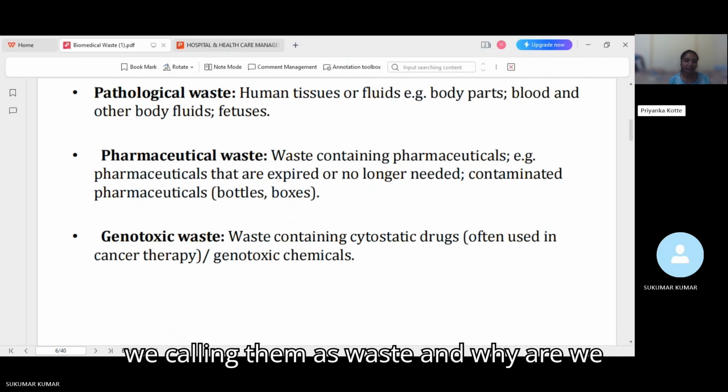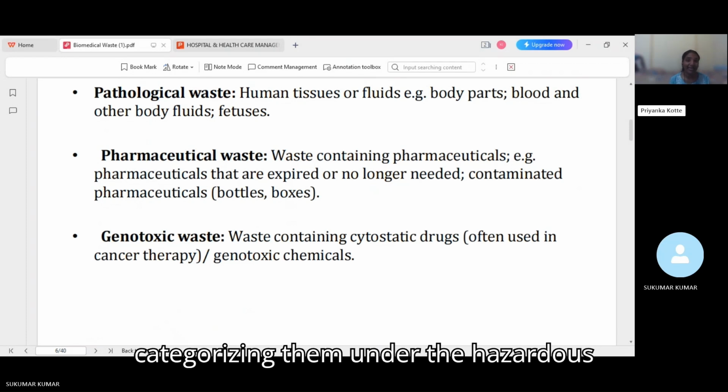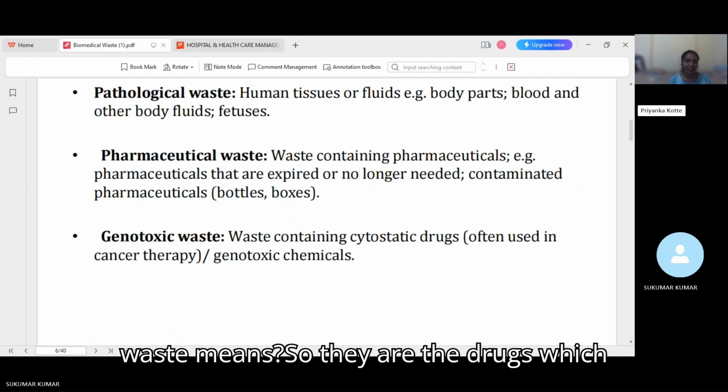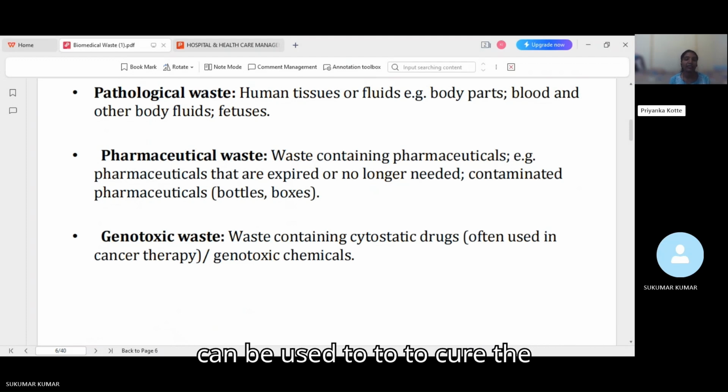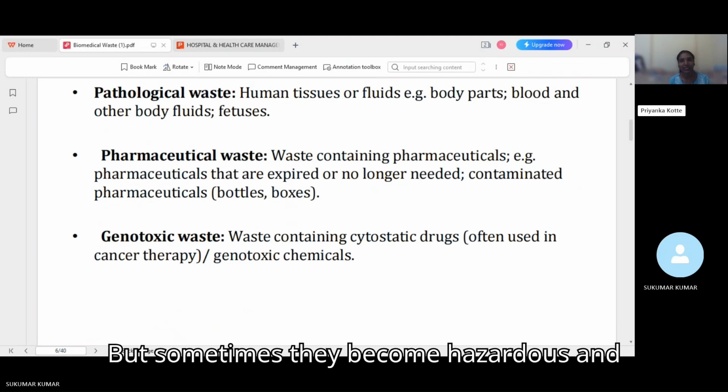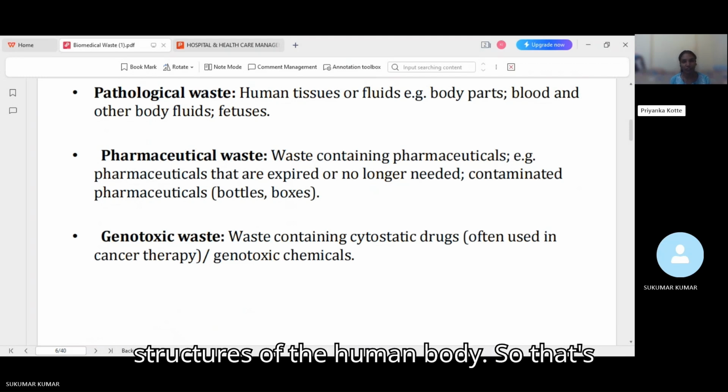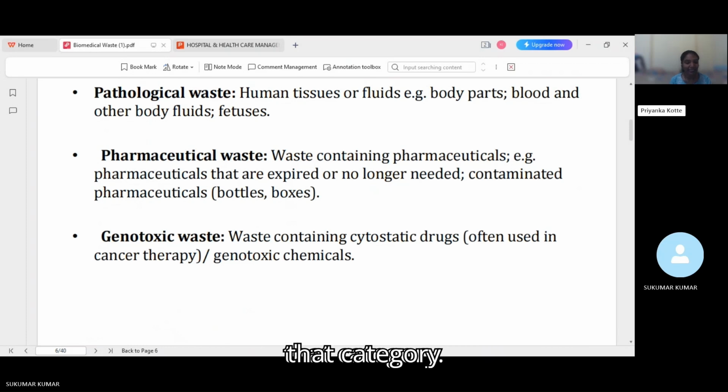So why are we calling them waste, and why are we categorizing them under hazardous waste? They are the drugs which can be used to cure cancer or to kill cancer cells, but sometimes they become hazardous and try to kill even the normal cell structures of the human body. So that's the reason we have categorized them into that category.